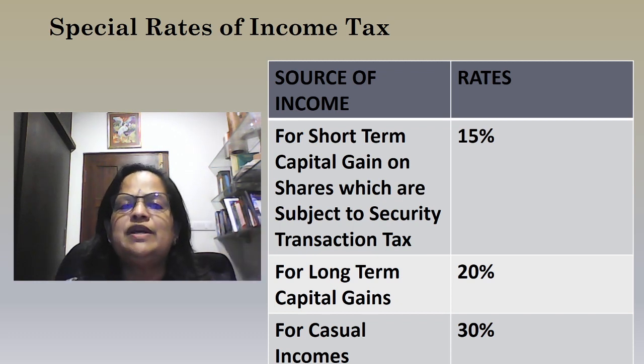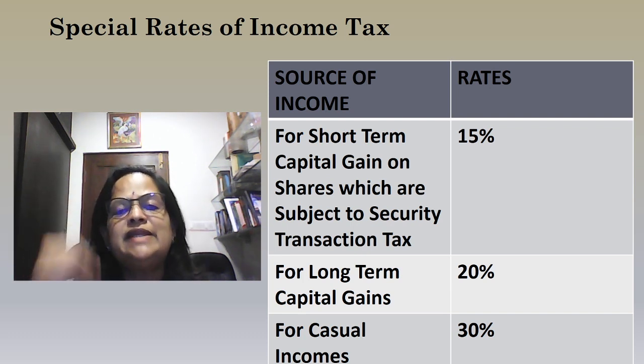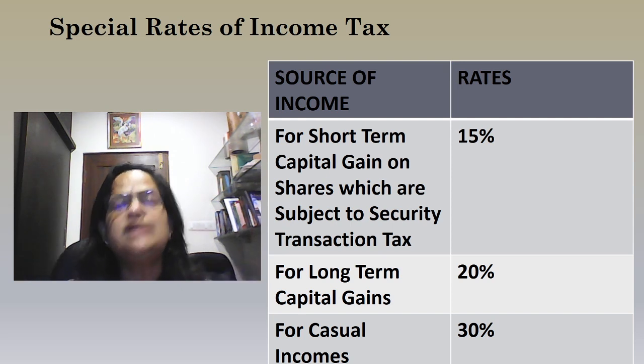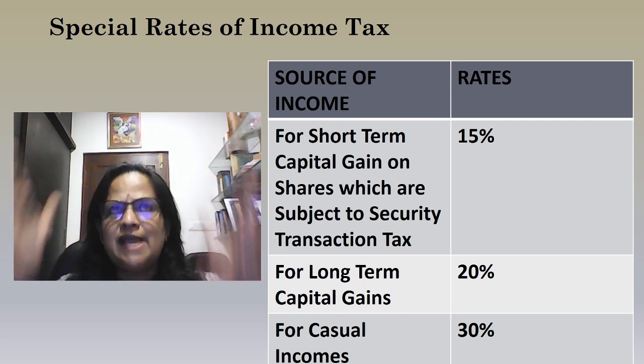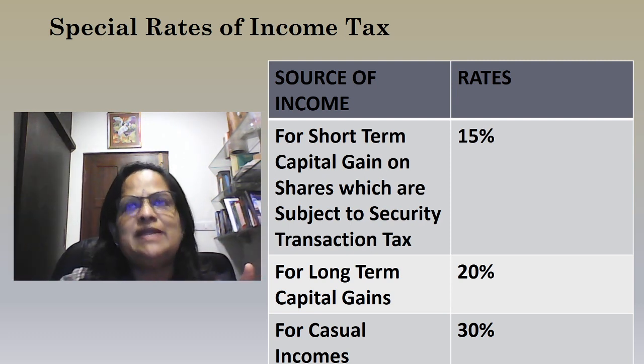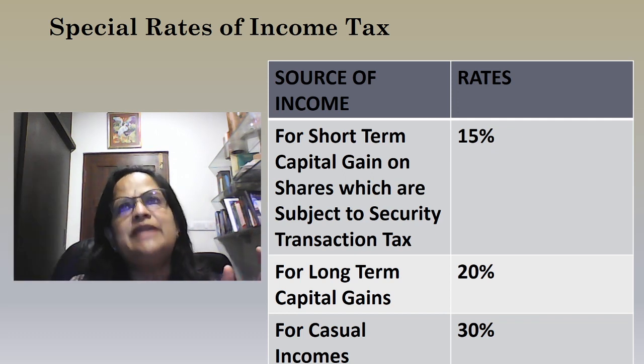So special rates of income tax, this you have to remember. If there is short-term capital gain where they are paying STT, Securities Transaction Tax, then the rate of tax will be 15%. Long-term capital gain will be 20%, and casual income like lottery income, racehorse winnings and all, it's 30%. So from the tax liability, first you have to segregate the short-term capital gain with securities transaction tax paid, long-term capital gain, and casual income. Then you apply the separate tax rates. For the remaining items, the general tax rates will be applicable. This is how we are doing that.